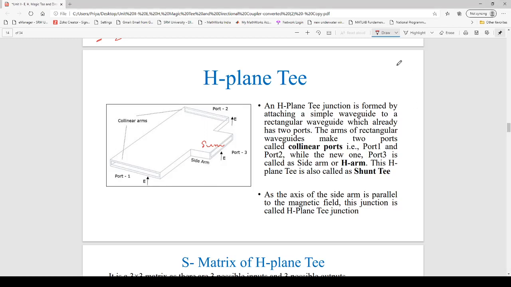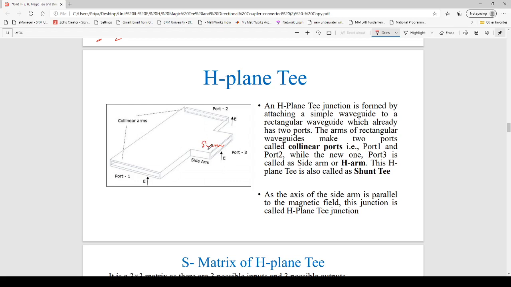So now let's see the H plane T. Your H plane T is formed by attaching a rectangular waveguide at the narrower side, whereas in your E plane we attach the waveguide at the broader side. Here we are attaching the extra arm, the third arm, at the narrow side of the waveguide. So this 1 and 2 are called the collinear arms, as we know, and this third arm is called the side arm or H arm, right?